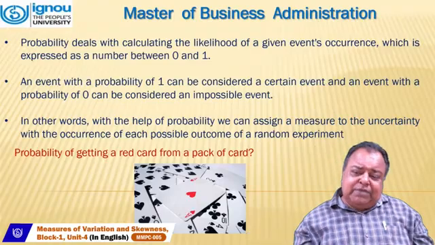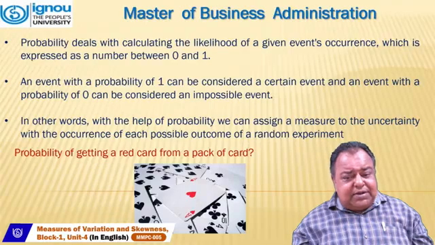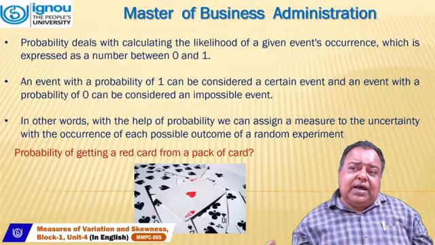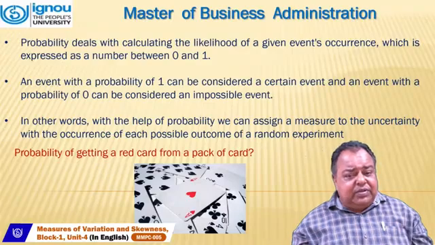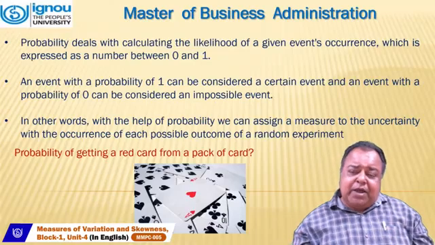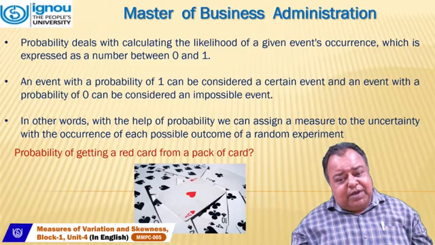Going back to the basic formula for probability, that is number of favorable cases upon total number of cases. If we talk about the red card, there are 26 red cards, and total cards are 52. In that case, the probability of getting a red card from a pack of cards will be 26 by 52, which is 1 by 2.